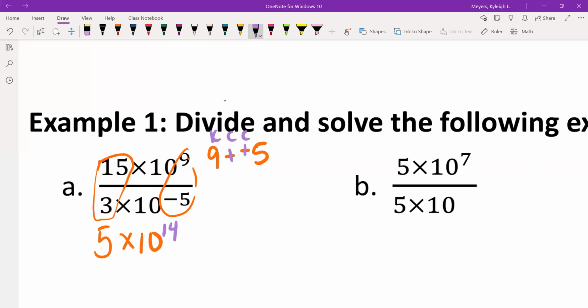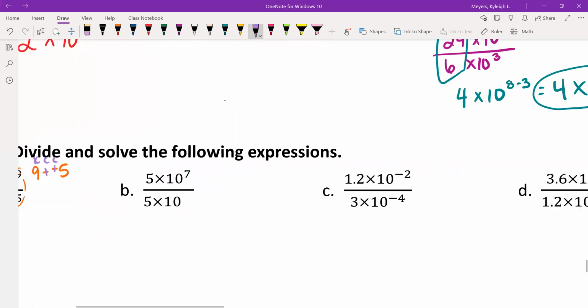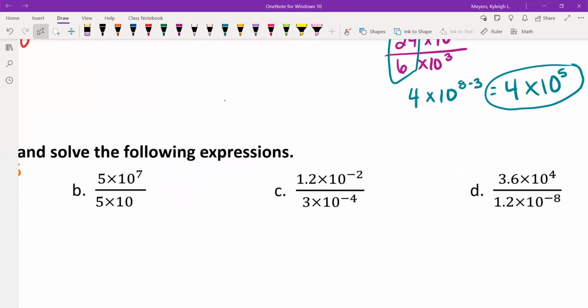Okay, so I want you to pause and try B. So pause and try B for me right now. Hopefully you got 1 times 10 to the 6, right? 5 divided by 5 is 1. 7 minus the implied 1 there is 6.